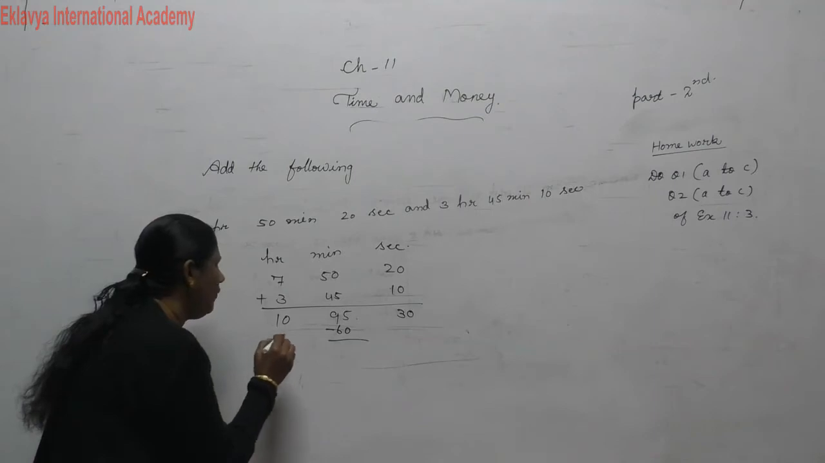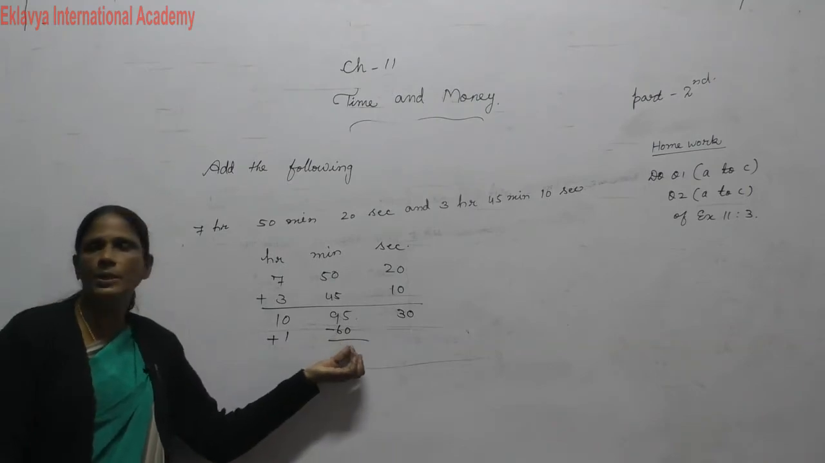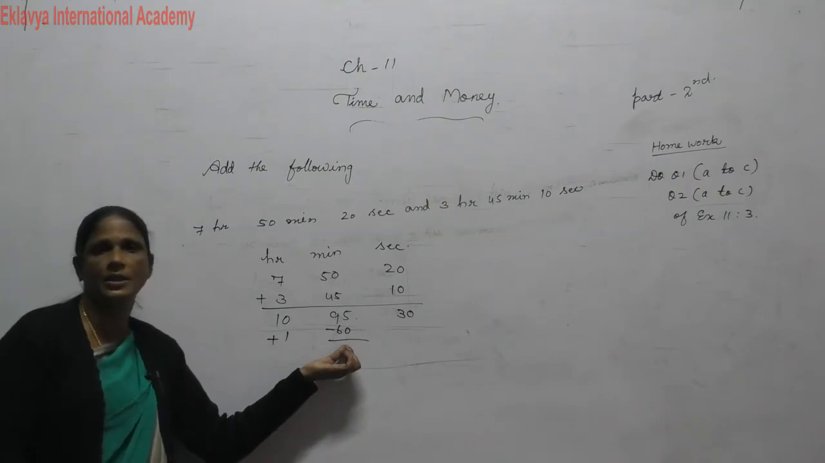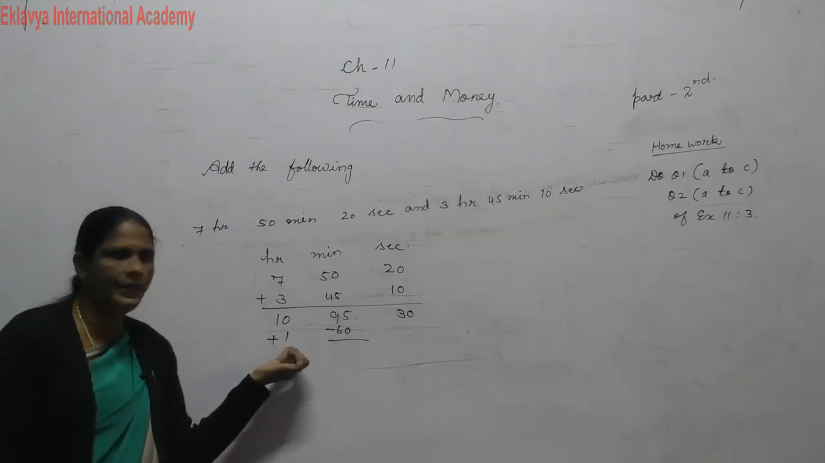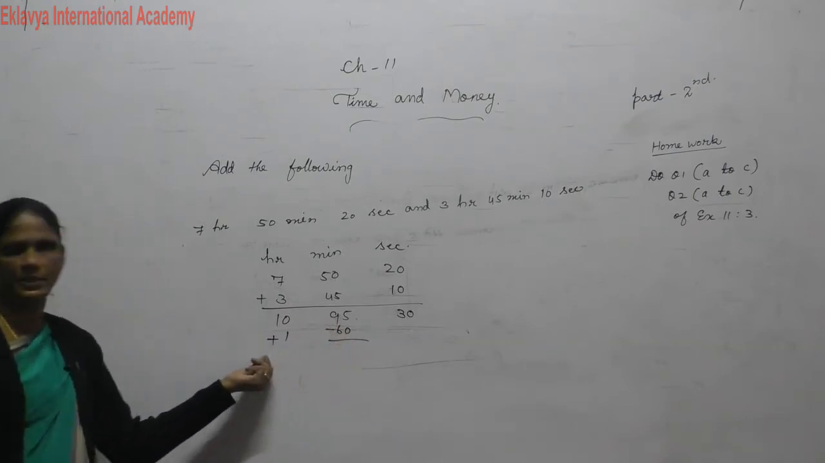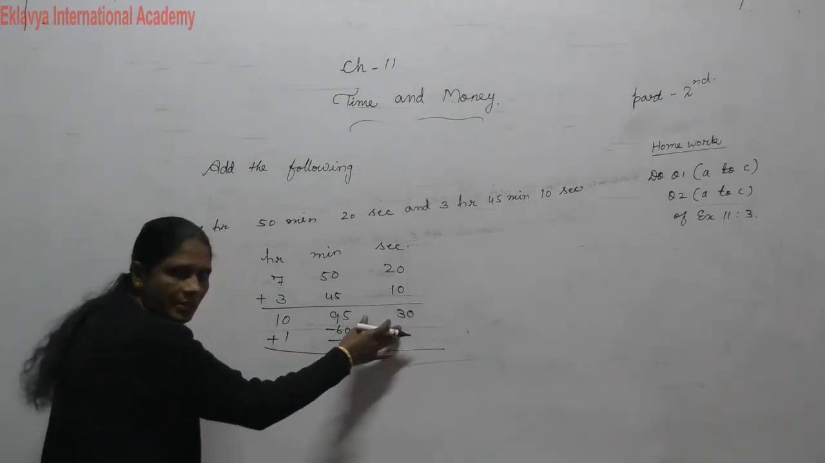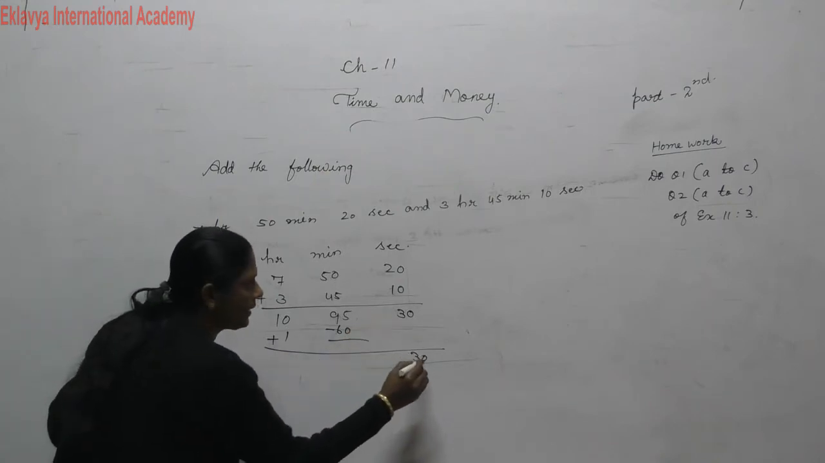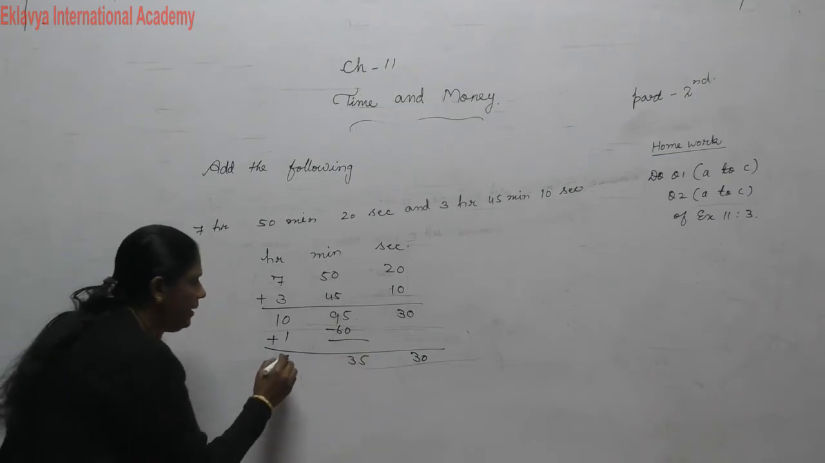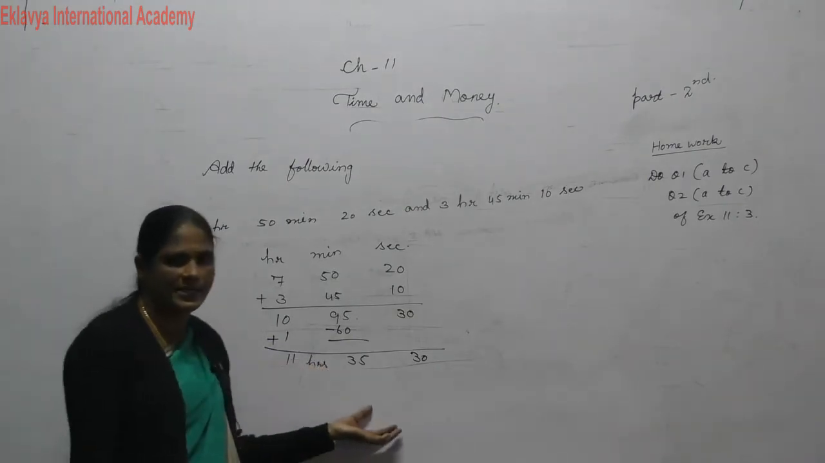Then here add 1. Why do we add 1 here? That is, 60 minutes is equal to 1 hour. Therefore, we add this 1 to the hours, this shift here. Okay. Then now the final answer: there is no change here in the 30 seconds, then here the 35 minutes, and here 11 hours. Now you understand, I think now you understand here.